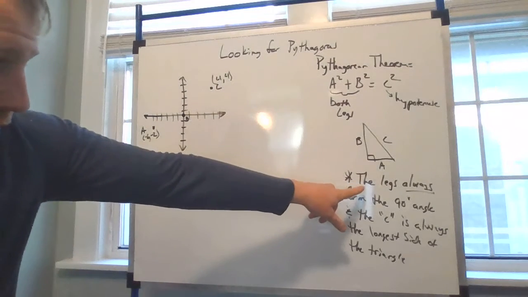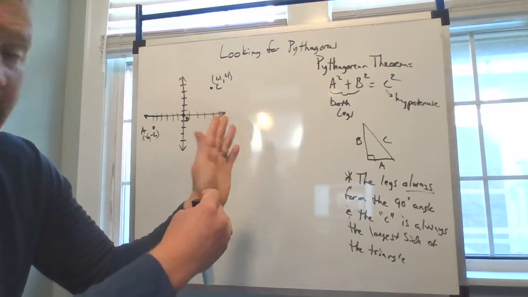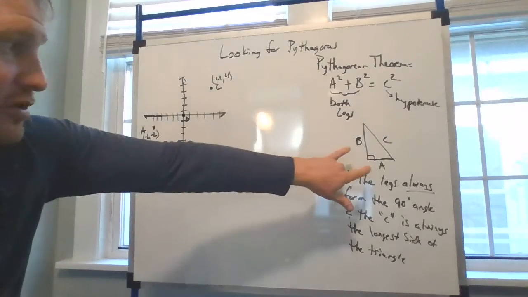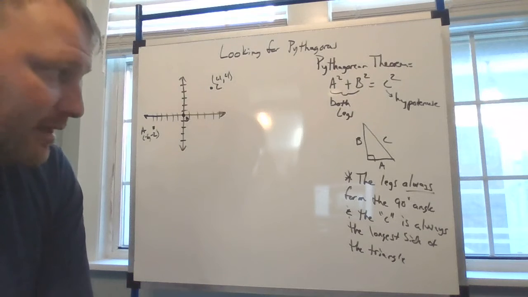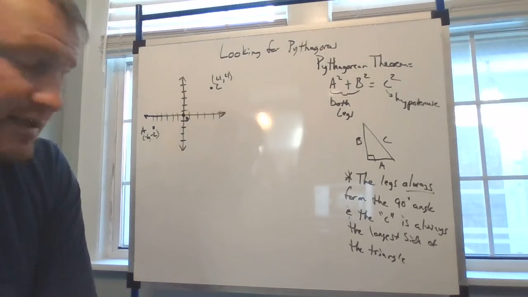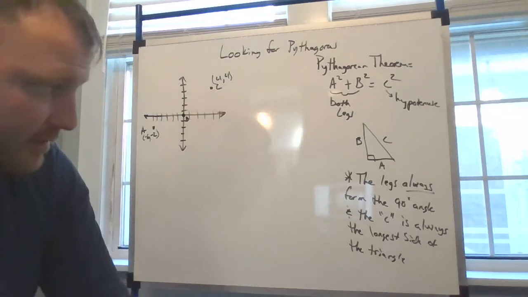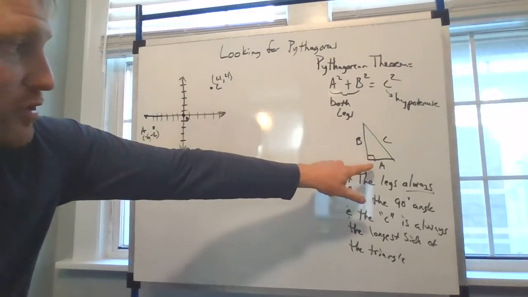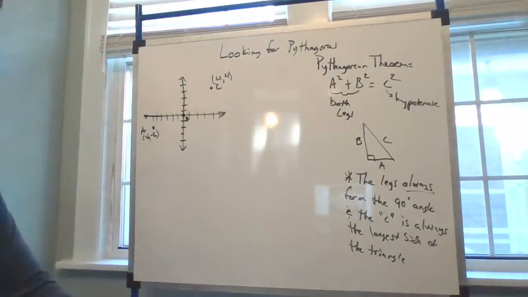More particularly, the legs always form the 90-degree angle, because not every time will the triangle be looking this way. It might be turned upside down or faced at a weird angle, but you got to know that the two legs that form the 90-degree angle are always the a and the b, and the c is always the longest side of the triangle. That's a fact. Of a right triangle, that is. Another thing, it doesn't matter which one you call the a or the b as long as you know they are both the legs.